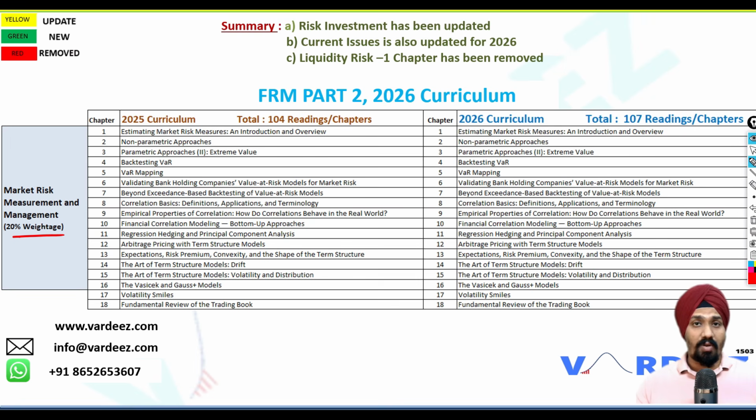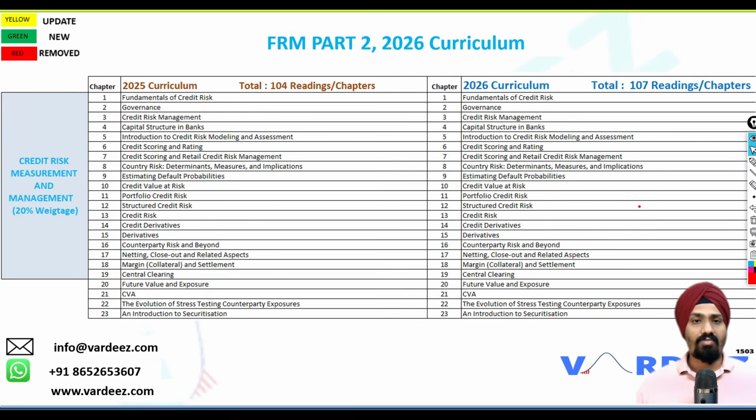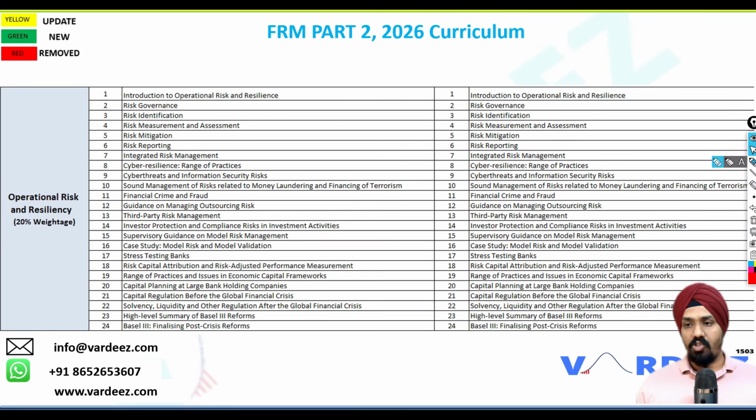So if you've started your preparation for the next year with the market risk, you're almost good to go. Okay, moving on to the credit risk now. Again, no changes in the credit risk. All the 23 chapters that we have from 2025 are relevant for 2026. No changes at all. Okay, moving on to the operational risk. Again, same weightage, no changes. All the 24 chapters are relevant for 2026.